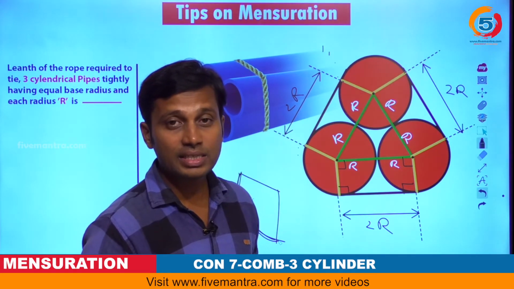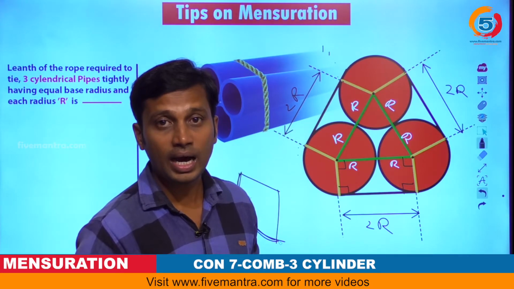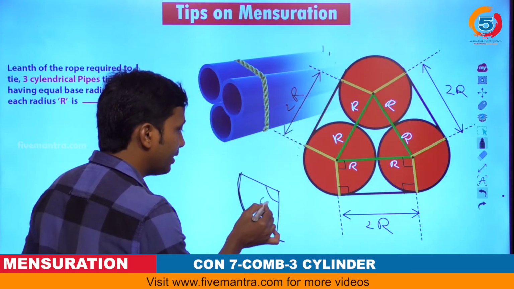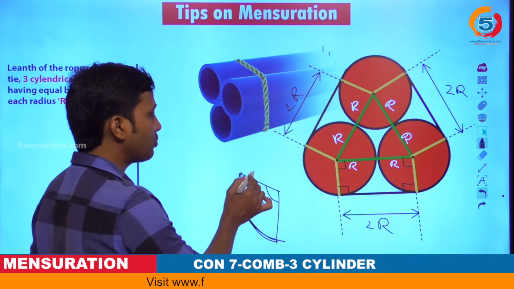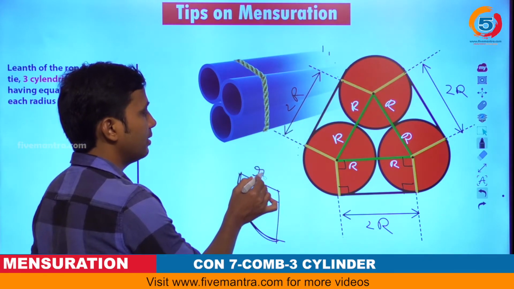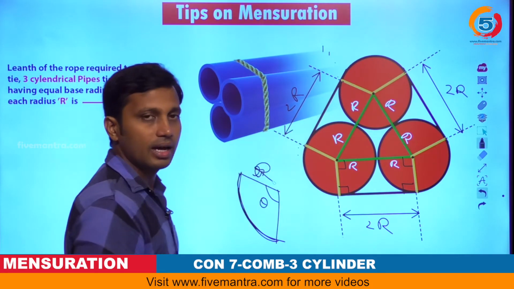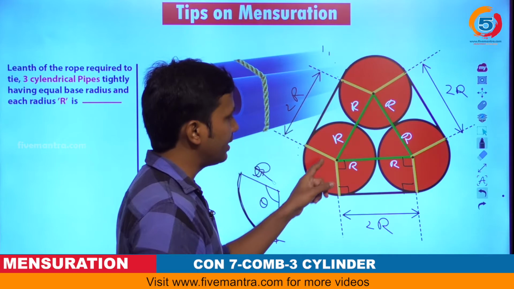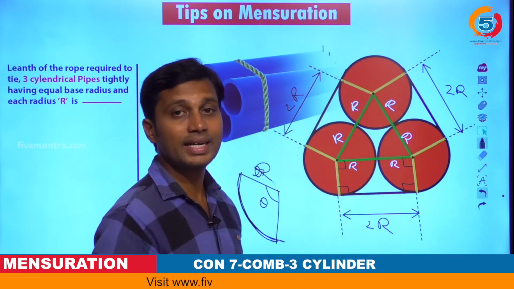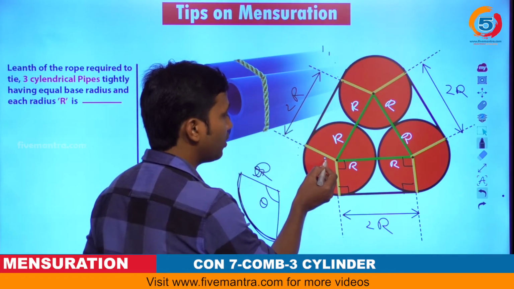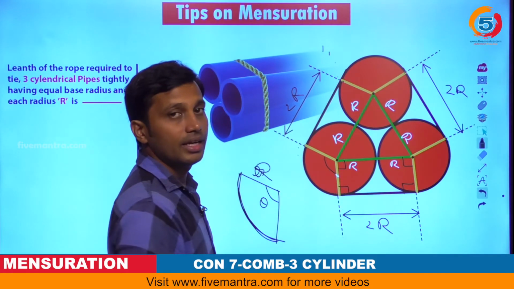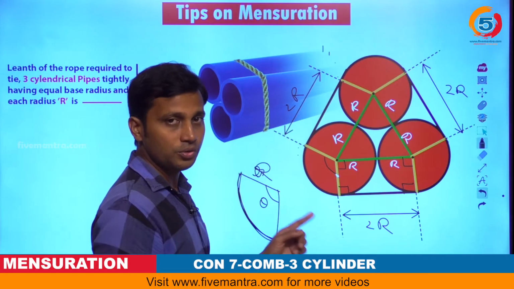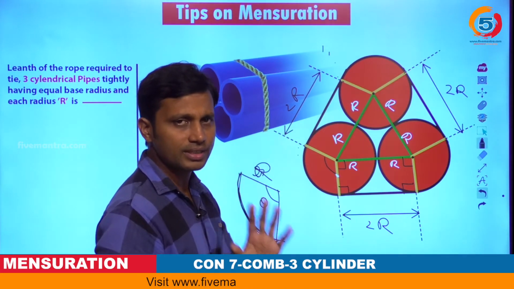Theta by 360 into 2 pi r. Theta means what? Angle subtended. And r means what? Radius of the sector. Means here we took capital R. We got that or not? So here capital R is the radius, but we don't know the angle made at the center. Means we need to find out this angle. In order to find out that angle, I am doing a small analysis for you. It's a very simple one, but you have to understand.